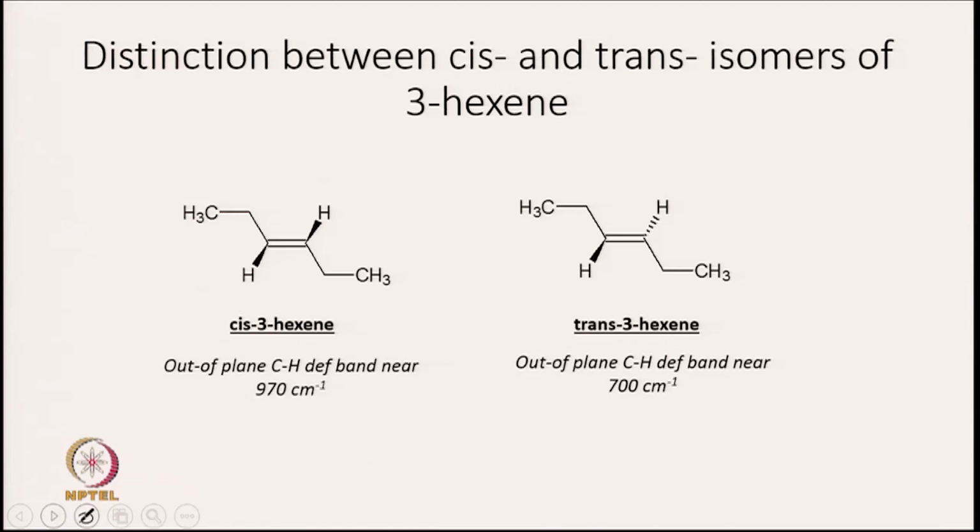One example I have already given, that you can distinguish between two different isomers. Here again there is one case where you have cis and trans isomer of 3-hexene, and that can be distinguished by looking at the fingerprint region. In cis 3-hexene, you will get an out of plane CH deformation band near 970 centimeter inverse, whereas in trans 3-hexene you will get a CH deformation band near 700 centimeter inverse. So, cis and trans can be distinguished by use of IR spectroscopy.